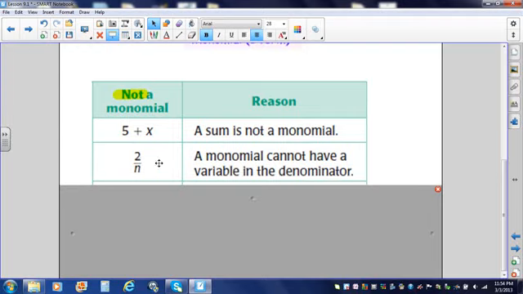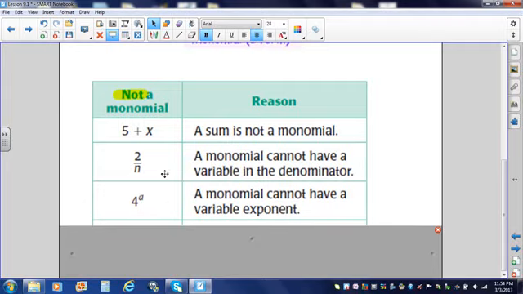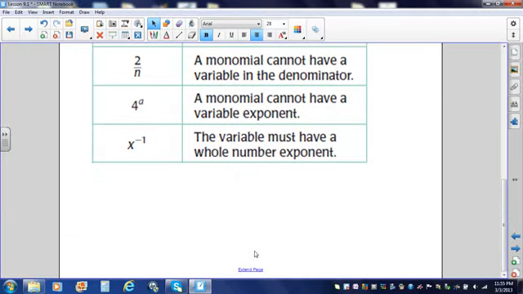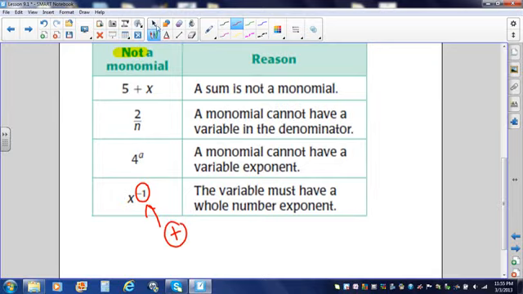This is not a monomial because a monomial cannot have a variable in the denominator. This is not a monomial because it has a variable as an exponent. And I think our last non-example, this is not a monomial because it has a negative exponent. It has to have a positive exponent to be a monomial.